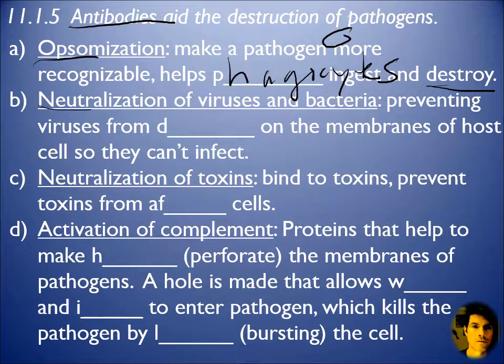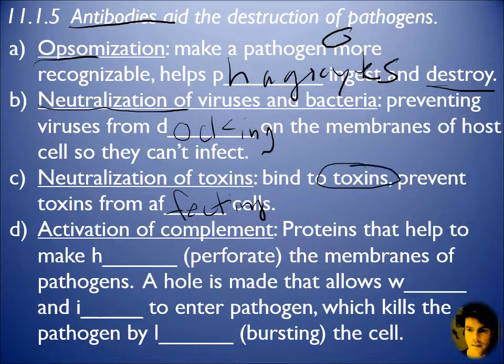Also, there's neutralization. It prevents viruses from docking. If they can't get on the surface and get through the membrane, they can't infect. Then we have neutralization of toxins. They bind to toxins and prevent toxins from affecting cells. Remember, you have the cells or the virus themselves, and you also have their toxins that can cause injury to your cells.